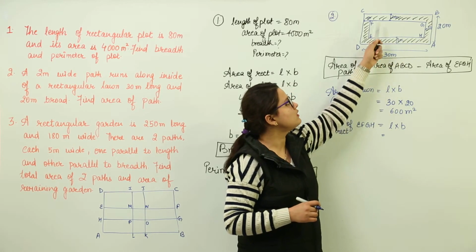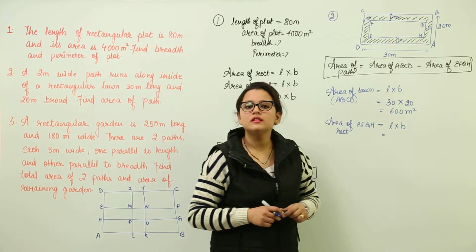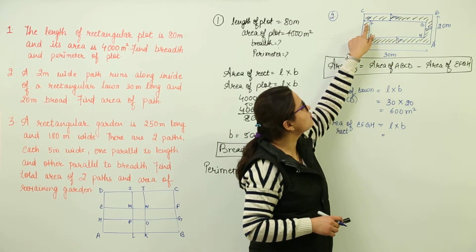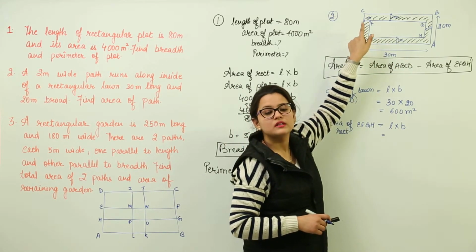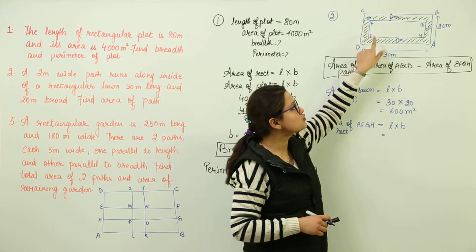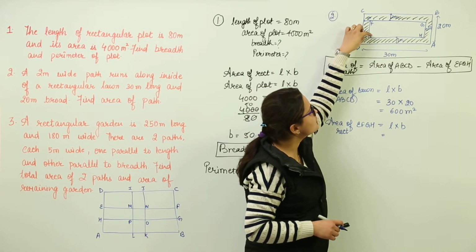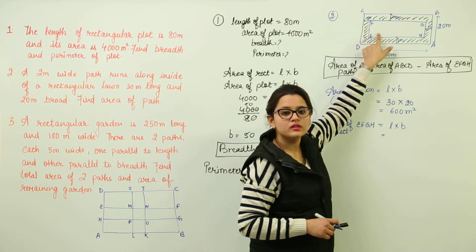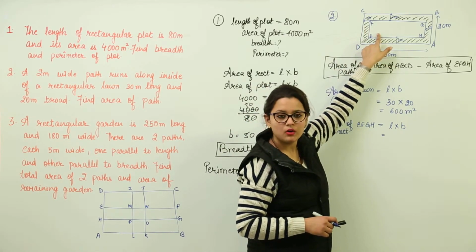Because here we are not given any such data regarding the length and breadth, but we are given the very important part, that is the width of the path. The width of the path here is given as 2 meters. That means this is 2 meters wide in each case. Now that can be used to find out the length and breadth for this one. How do we use that?